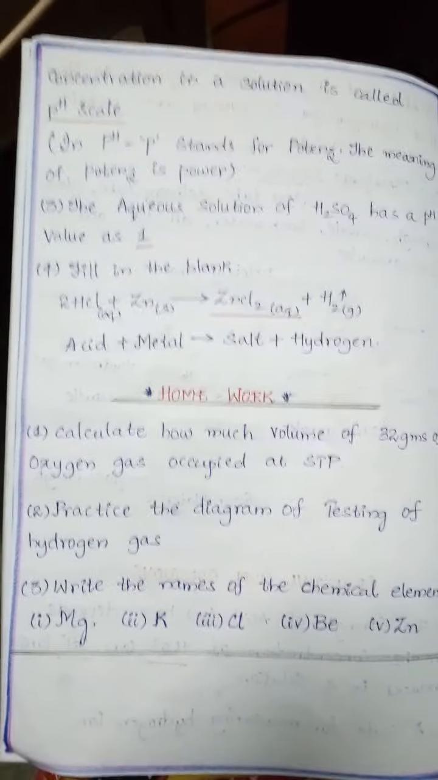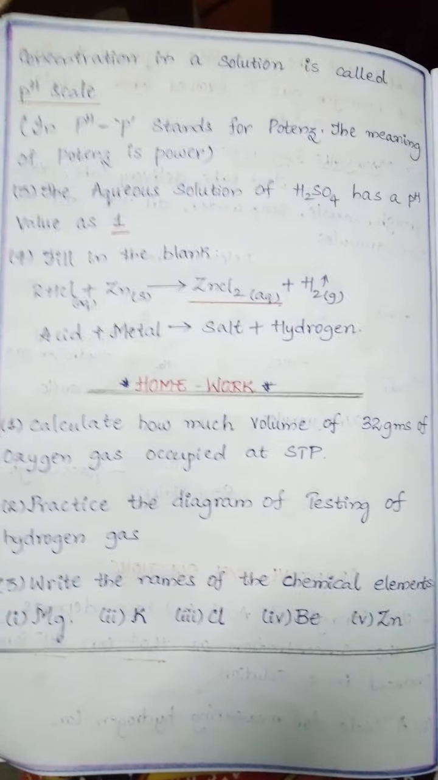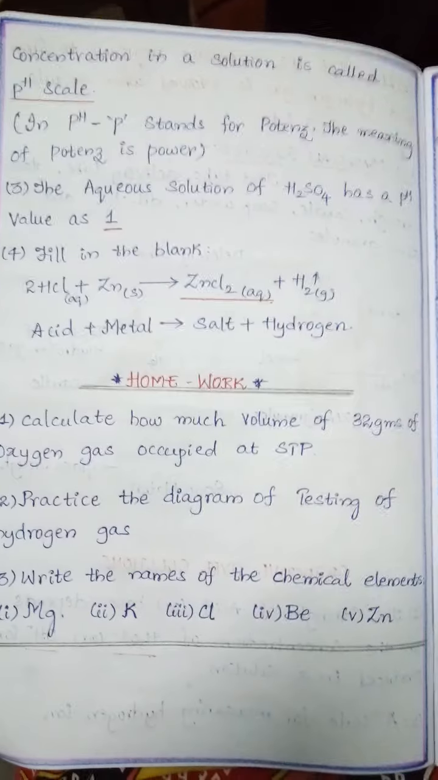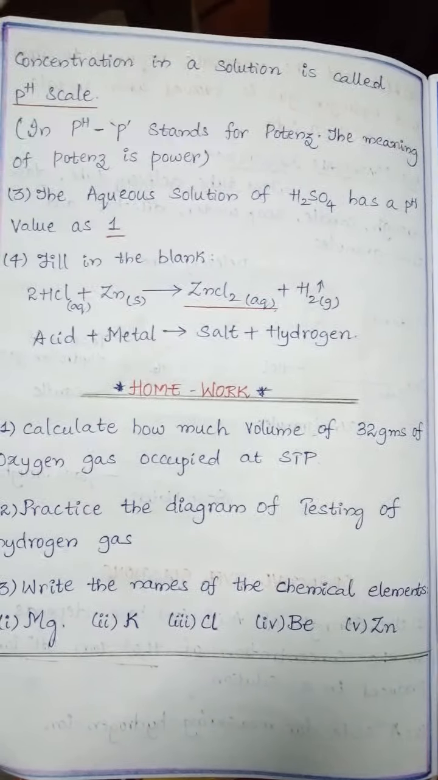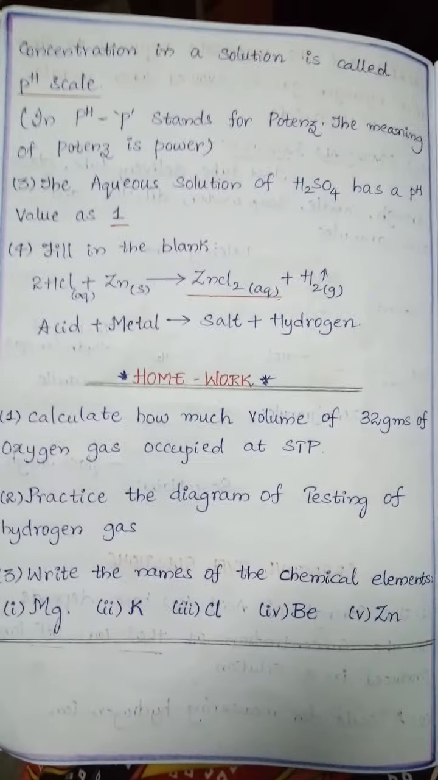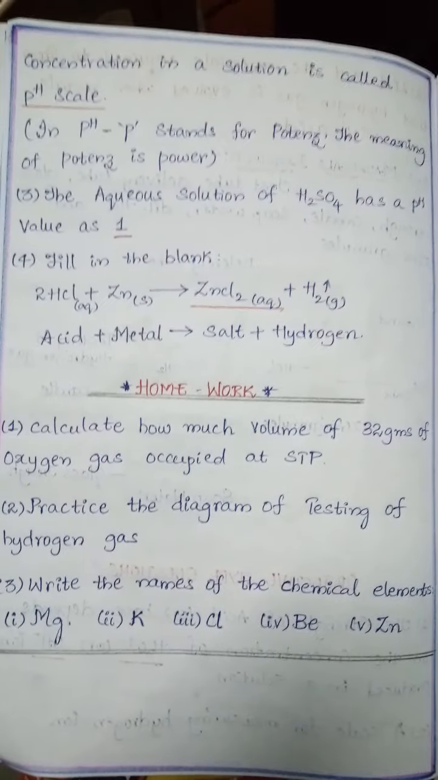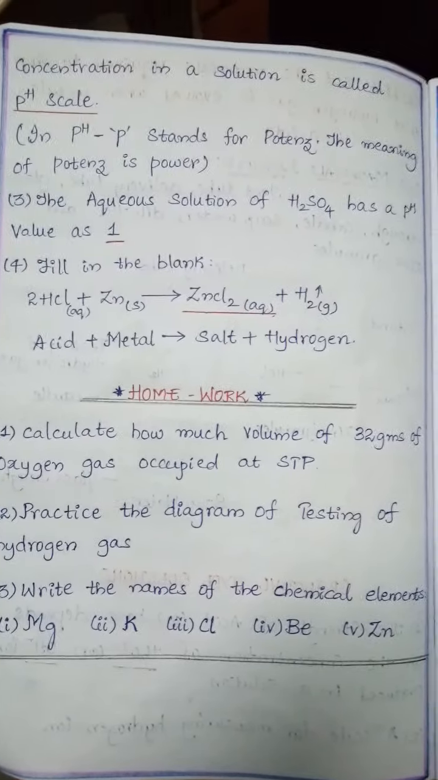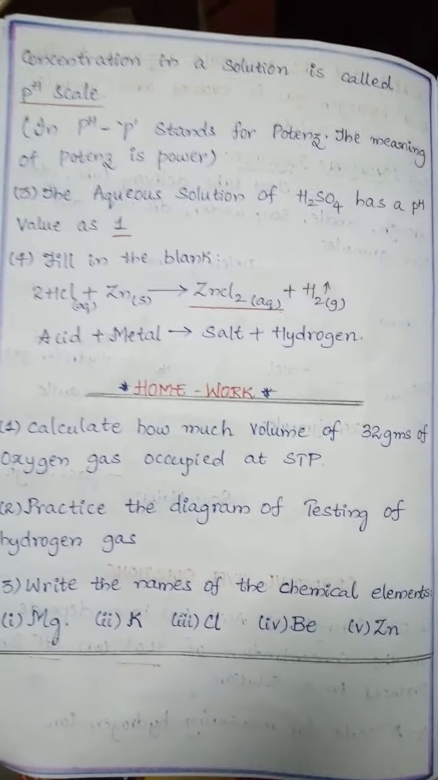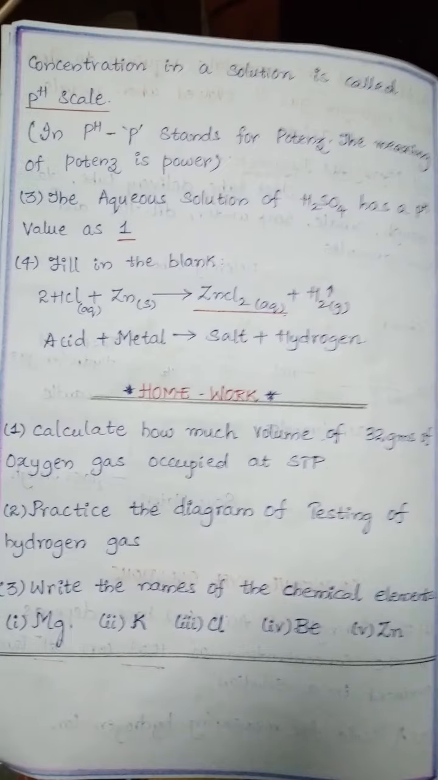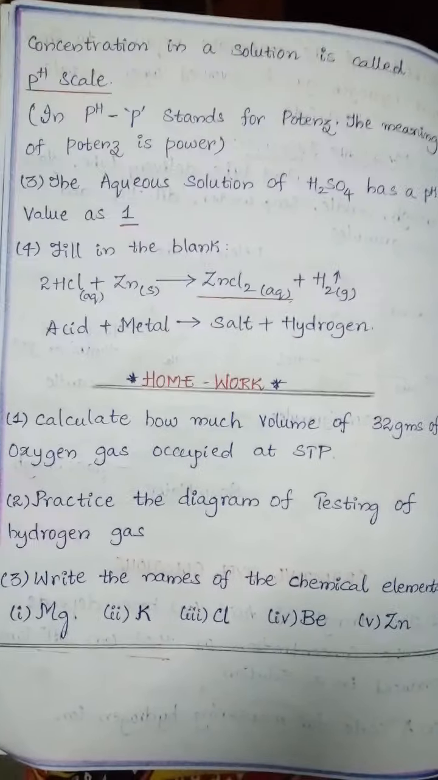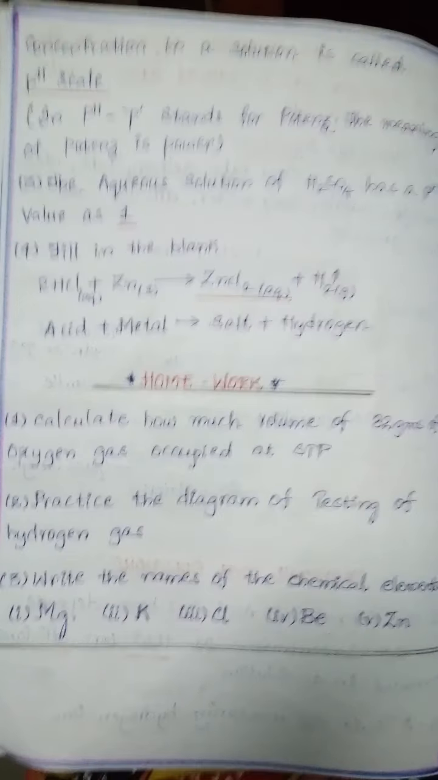Now students, move on to the homework. What we did in the class, the same. The first question is based on the previous question: calculate how much volume of 32 grams of oxygen gas is occupied at STP. Move on to the second question, students. Practice the diagram of testing of hydrogen gas. Along with the answer, just practice the diagram along with its chemical equation.